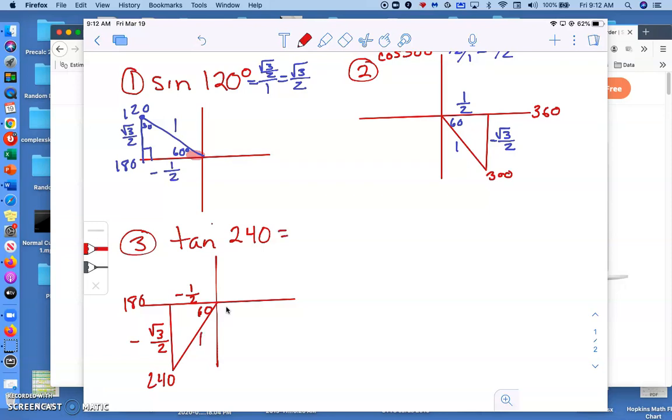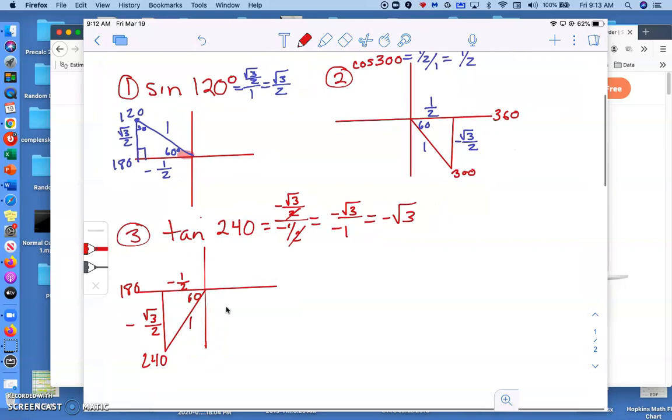Tangent is opposite over adjacent. So negative root 3 over 2 divided by -1/2. Well, since our denominators would reduce out, since they are the same, we have negative root 3 over -1, which would just be negative root 3. So let's take a look at one more tangent here.